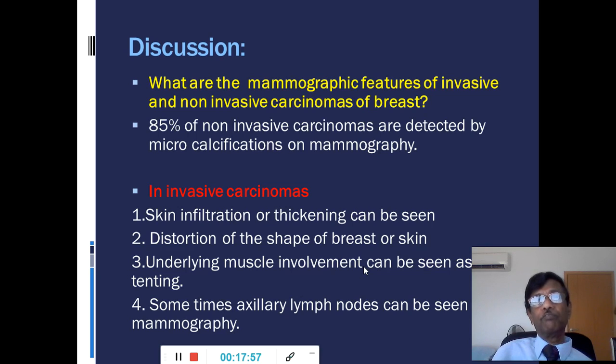What are the mammographic features of invasive and non-invasive carcinomas of the breast? 85% of the non-invasive carcinomas are detected by microcalcifications on the mammography. Whereas in invasive carcinomas, skin infiltration and thickening can be seen, distortion of the shape of the breast can be seen, and underlying muscle involvement can be seen as tenting. Sometimes axillary lymph nodes also can be noted.